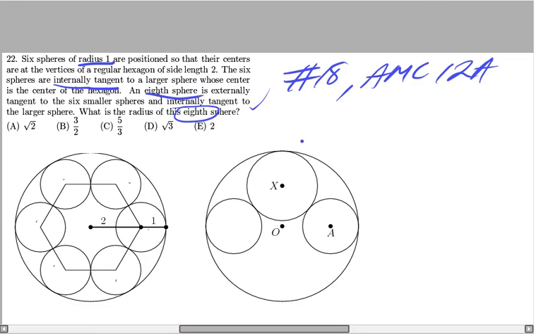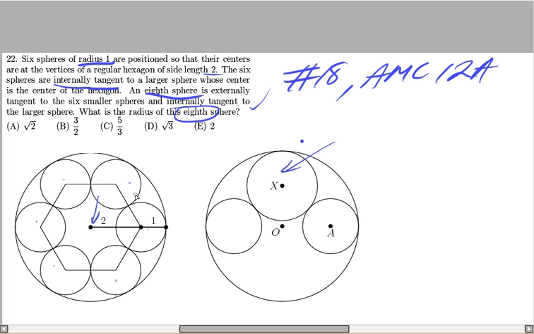6 spheres of radius 1 are positioned so that their centers are at the vertices of a regular hexagon of side length 2. The 6 spheres are internally tangent to a larger sphere whose center is the center of the hexagon. An 8th sphere, which would be this one, as I will discuss, is externally tangent to the 6 smaller spheres and internally tangent to the larger sphere. What is the radius of this 8th sphere?